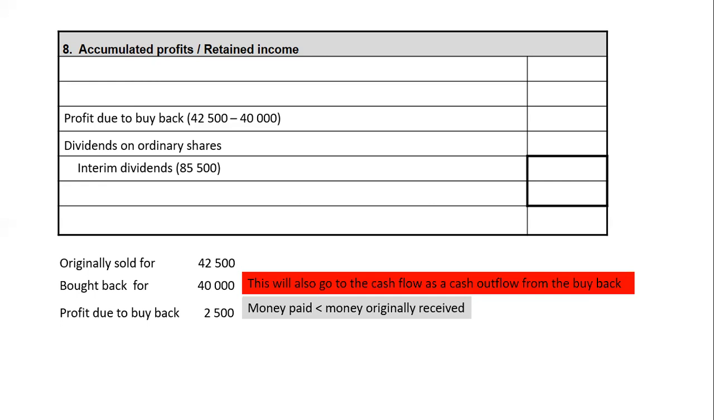This will also go to the cash flow statement. I did specify the 40,000 will go to the cash flow statement as an outflow due to buyback, but the profit will be recorded right here in the retained income note.